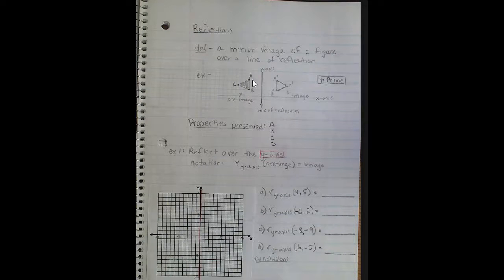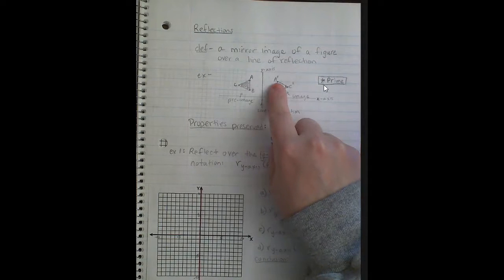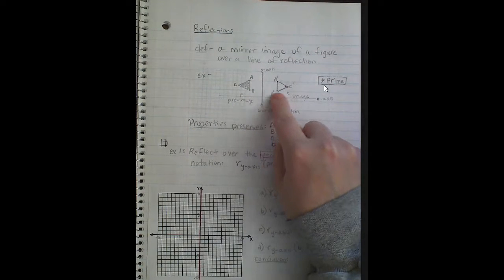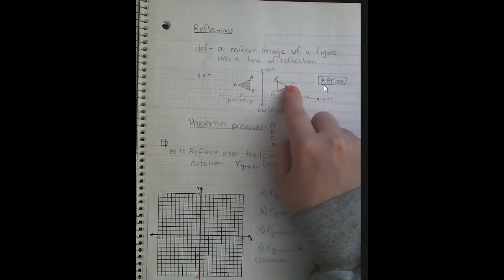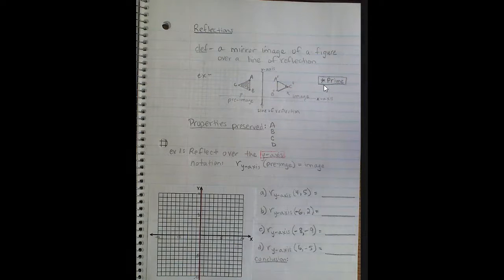And so one part on the pre-image would correspond with the same type of part on the image. And we would mark the image with prime symbols. So here you can see A reflects to A prime, B reflects to B prime, C reflects to C prime. And at the end of your reflection, your image should look the same as your pre-image because we are not affecting the size at all.